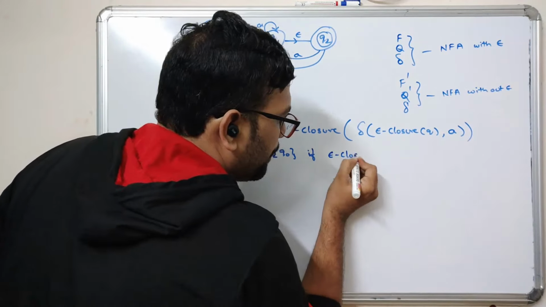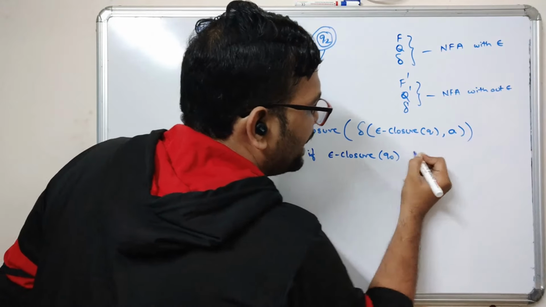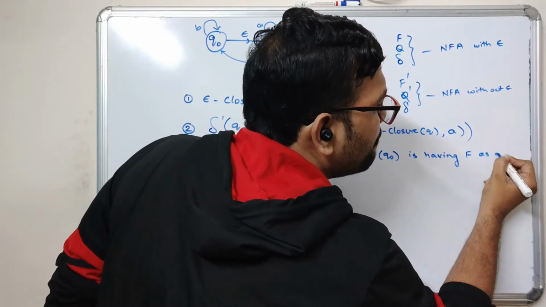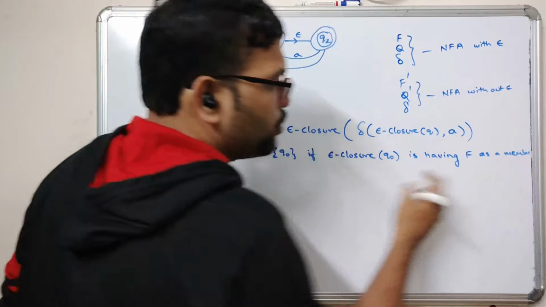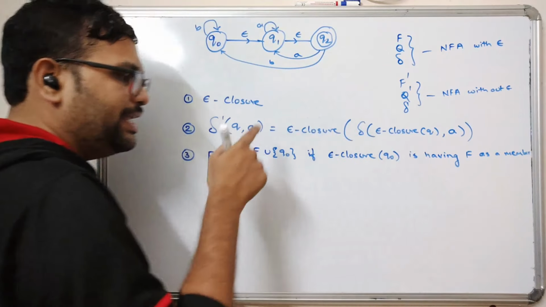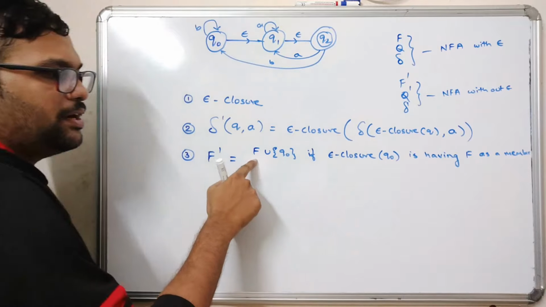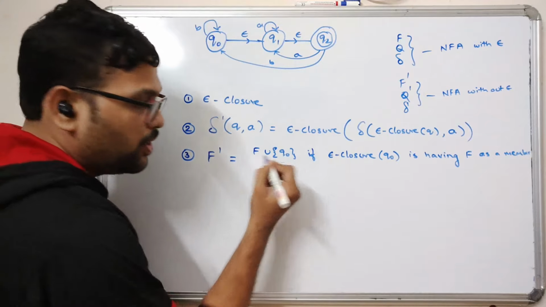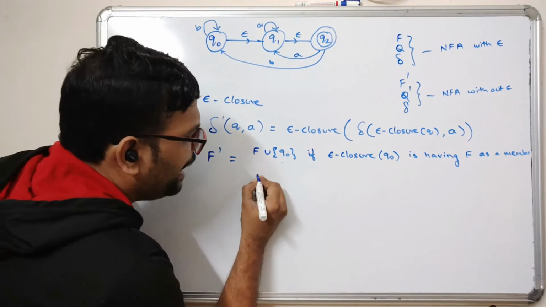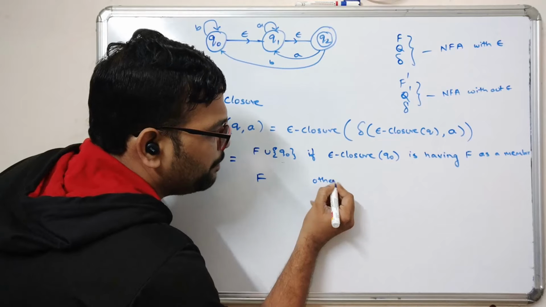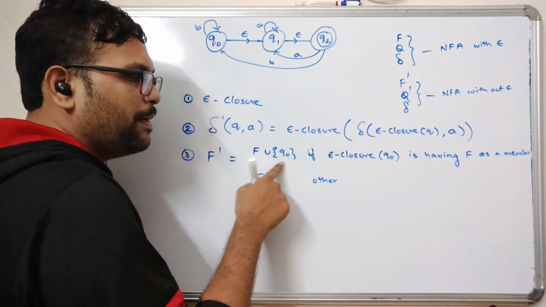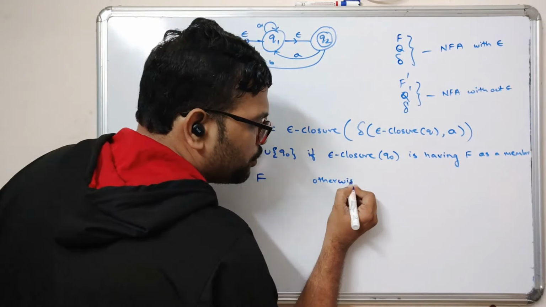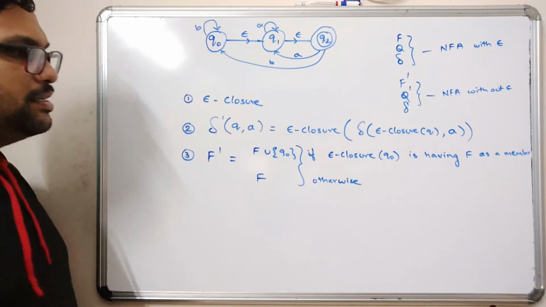epsilon closure of q naught is having F as a member. F is nothing but the final state of the NFA with epsilon. So if epsilon closure of q naught has F as a member, then q naught should be included in the final states along with F, and only F otherwise. That means if F is not a member of epsilon closure of q naught, then F will remain the same, that is, it will be the final state. So this is the step we need to follow.